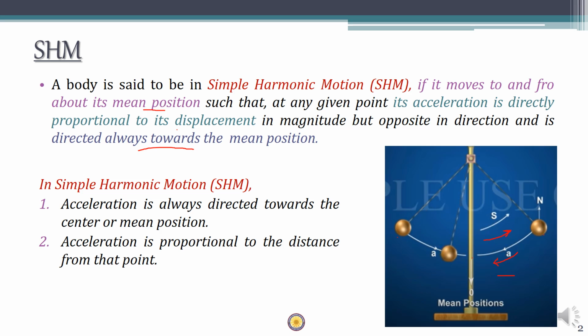And you can also see that as the distance from the mean position increases, the acceleration increases, which means that the maximum acceleration for a body will be at the extremes, and the maximum velocity will be at the mean of any body undergoing SHM.